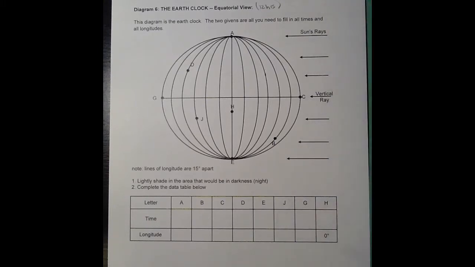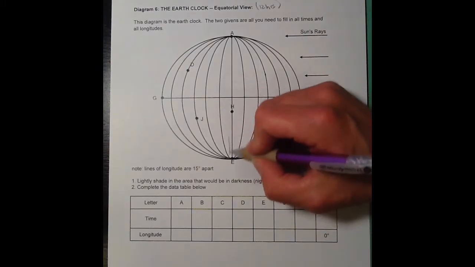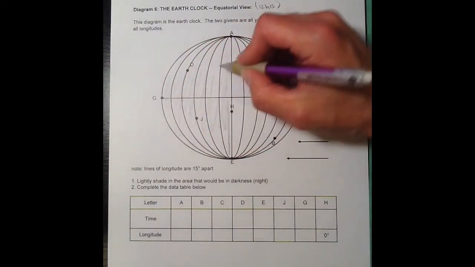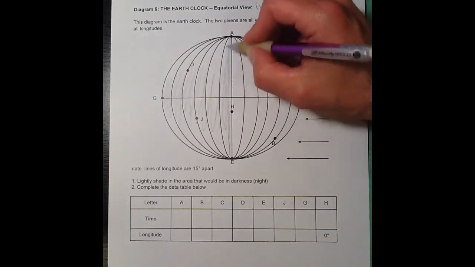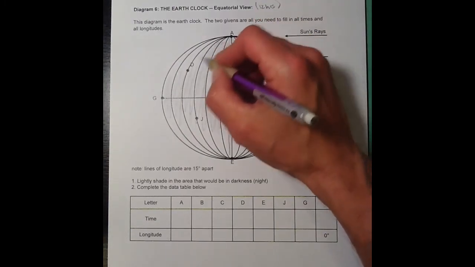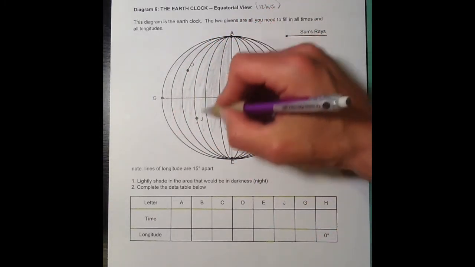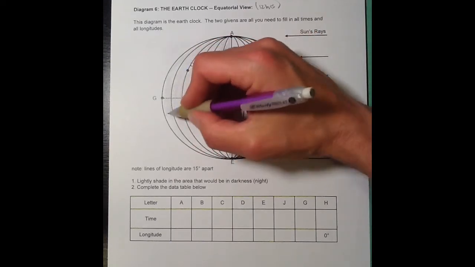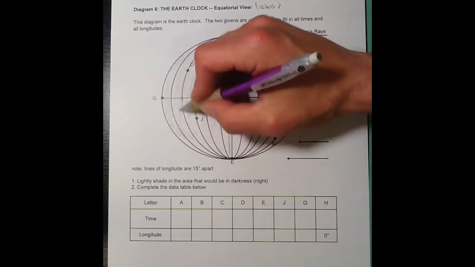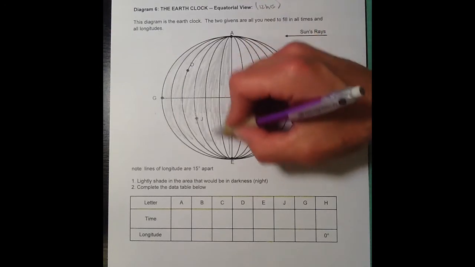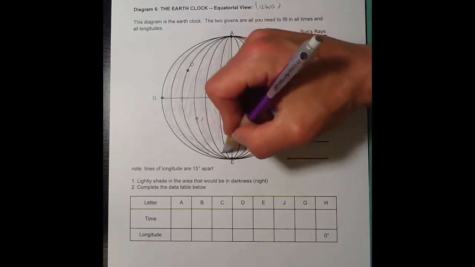The sun's rays are coming from the right, which means this half of the Earth is illuminated. It is still an equinox because when you shade in the terminator here, if I shade in this half of the Earth in darkness, the terminator is perpendicular to the sun's rays, so the terminator always goes straight up and down. And you can clearly see that point H is on the terminator.